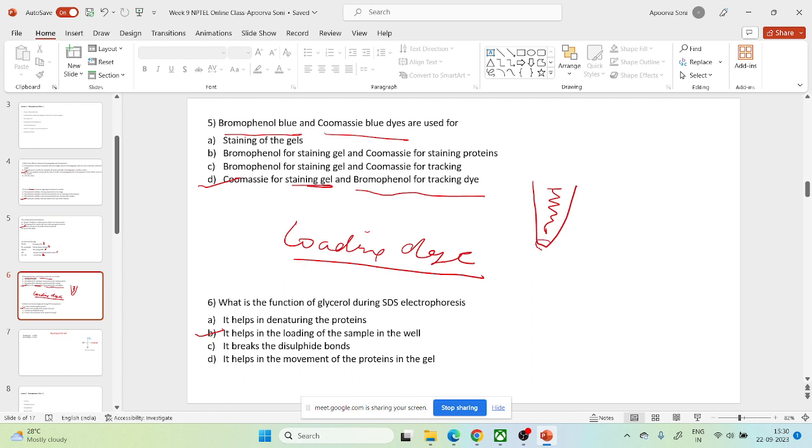Otherwise, glycerol will settle here at the bottom, and even when you are taking the loading dye, your sample is popping out from the well, because it happened with me. That's why I'm telling you.